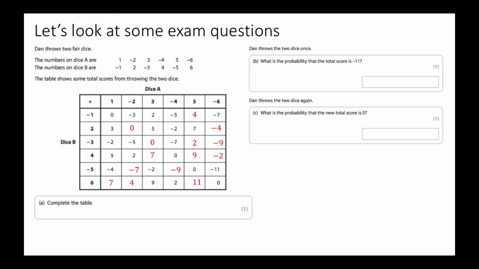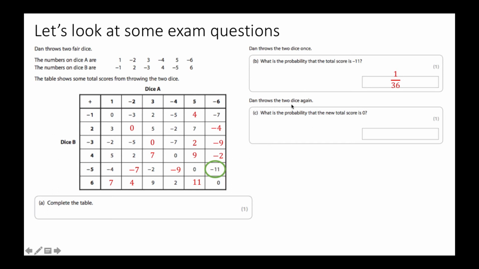So now we've completed the table. It says Dan throws the 2 dice once. What is the probability that the total score is -11? So what we need to do is, first of all, find all of the -11s. Okay, now there is only one of them, which is -11. Nothing else in here is -11. And then we just need to know how many there are in total. Well, there are 6 on one dice and 6 on the other. So 6 times 6 is 36. So there's a total of 36, and only one option for minus 11. So it's 1 out of 36.